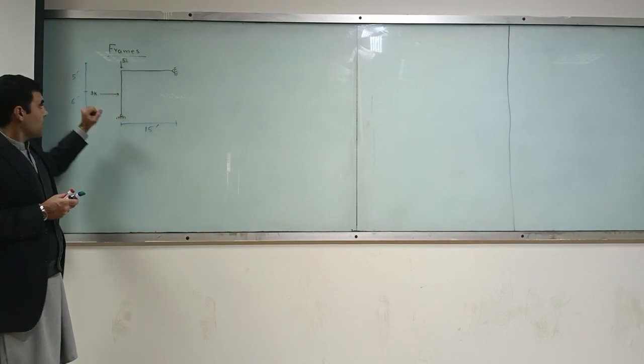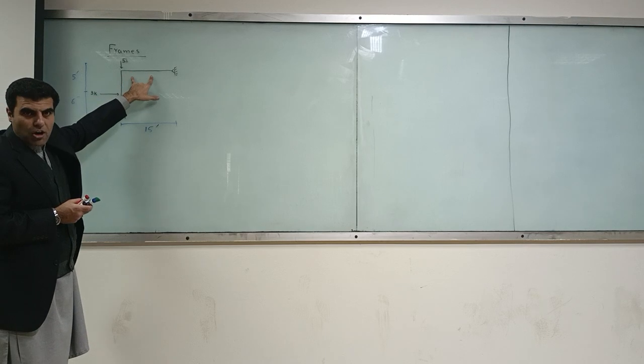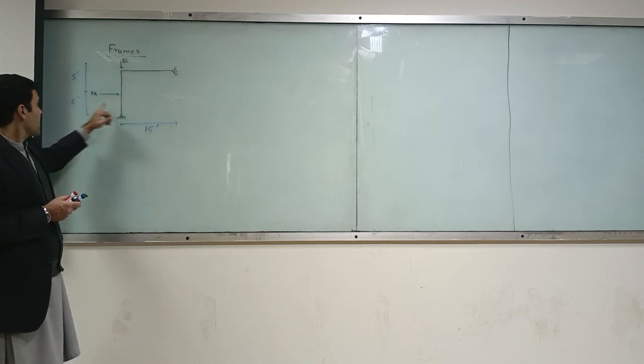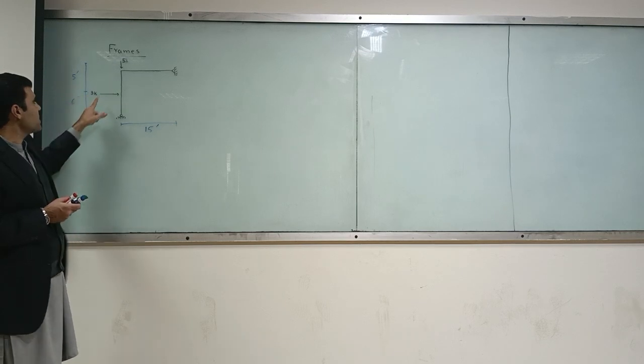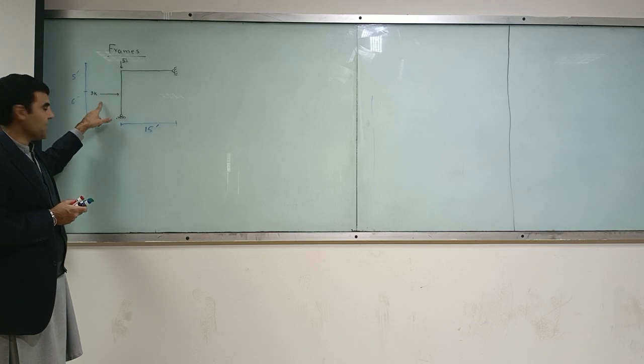We have a frame which has a horizontal member and a vertical member. The frame is subjected to these two loads. One is 5 kip and another one is 3 kip.